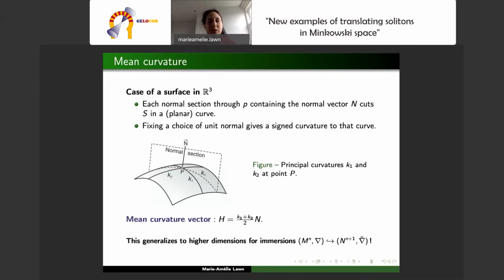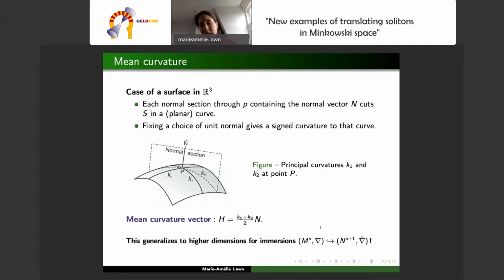So what we're going to do is take all these normal sections with all the planar curves defined by them. We're going to take the biggest curvature and the smallest curvature, which are called the principal curvatures. We're going to take the average. And the average of these two principal curvatures is the mean curvature vector. So this defines a vector field at each point in the direction normal to the surface.